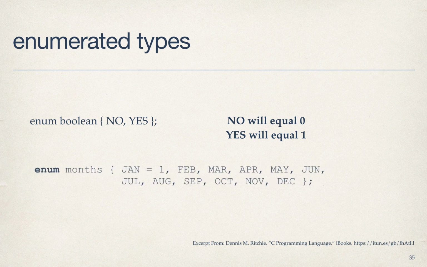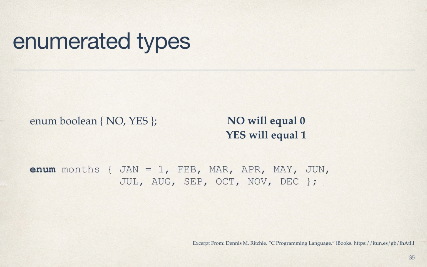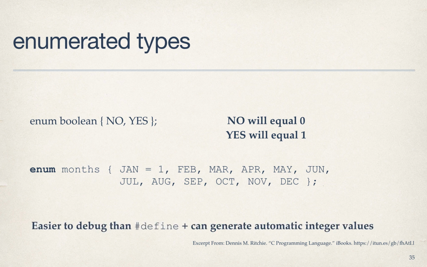Okay. Here's another example. Months. And I've overridden the starting value. You can override any value as long as they've all got unique values. So anything of type month can be assigned to Jan, Feb, March, April, etc. But you can also consider it to be an integer. So Jan will be a 1, Feb will be 2, March will be a 3, April will be 4, and December will be 12. And that's much nicer than hash define. For a start, these do this automatic increment.